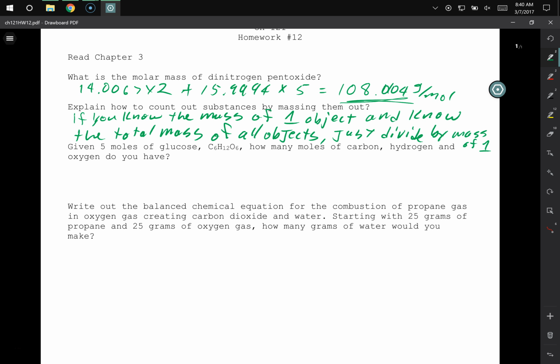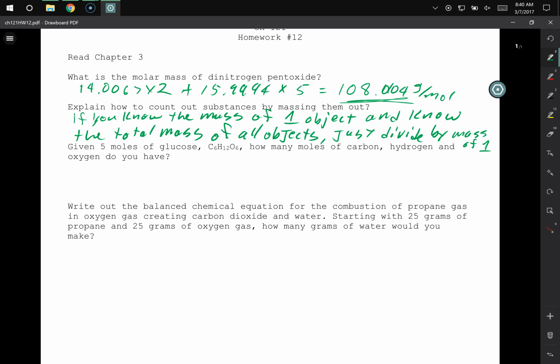Yeah, so that 150 grams is the total mass of all the pennies that I'm looking at in this handful, divided by the mass of one of the pennies individually. Okay, so I've got 5 moles of glucose. How many moles of carbon, hydrogen, and oxygen do I have? So I wasn't asking about grams. I want to know specifically about moles.